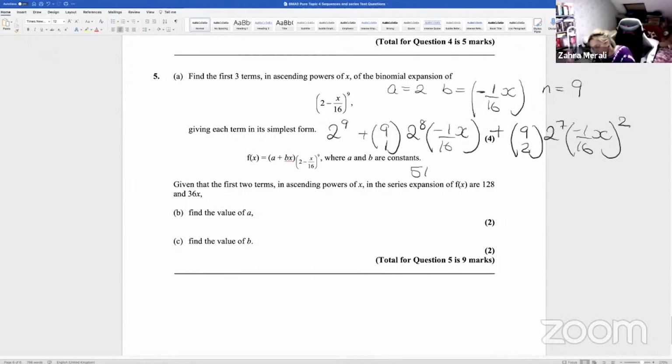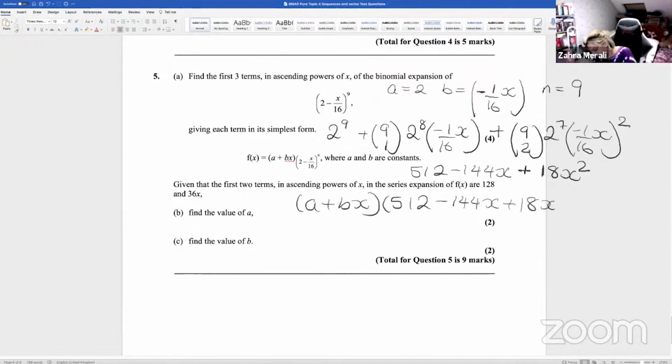So we get 512 minus 144x. Remember, I'm typing in 9c1 times 2 to the 8 times minus 1 over 16, sorry. And then this one I know is going to be positive because I'm squaring it. I get 18x squared. Now it says, find the first 3 terms given each of the first. fx is all of this multiplied by some random a plus bx. I've got a plus bx multiplied by all of the thing I've just done.